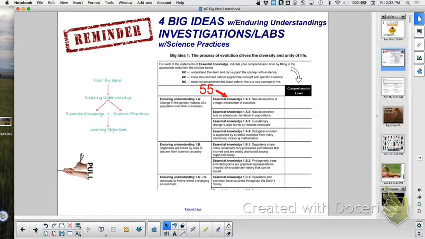Now, there are 55 essential knowledge pieces, okay? So I don't know if you can see the smaller picture over here on the left. Here are the 4 big ideas. Those 4 big ideas are supported by these enduring understandings. Within these enduring understandings, you have this essential knowledge accompanied with the science practices, okay? And then those give you learning objectives. Remember when I would say LO 3.5? That's putting together both science practices and essential knowledge. So at the very basic, make sure you're familiar with the 4 big ideas.